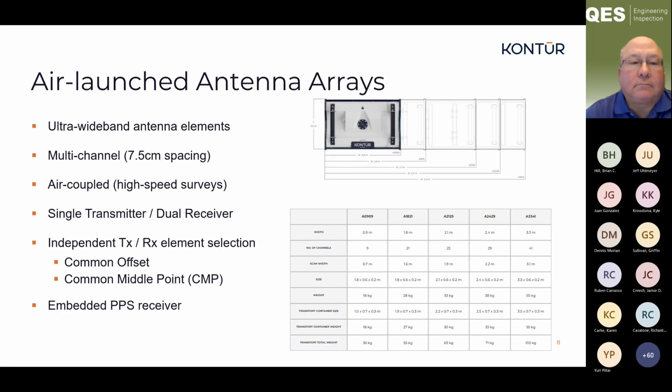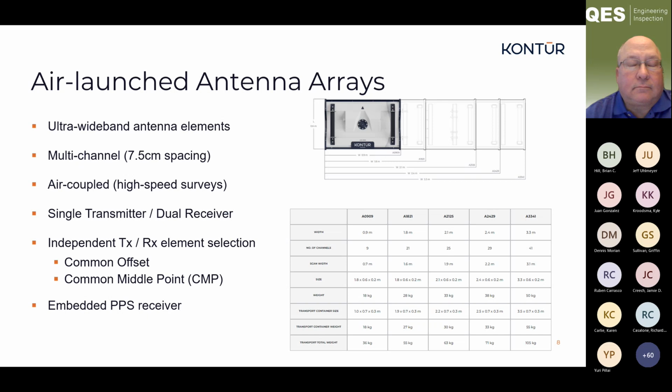So with an air-launched antenna array, we have a number of things that we're able to accomplish. First, it does do the ultra-wideband antenna elements, so we get the step frequencies. Those channels, those little antennas, are only 3 inches spaced apart as you go across the face of that antenna. Because it is an air-coupled system, we are able to do the surveying of the field at high speeds. So generally, you're going to be able to move at the normal traffic speeds and not have to deal with very slow movements.